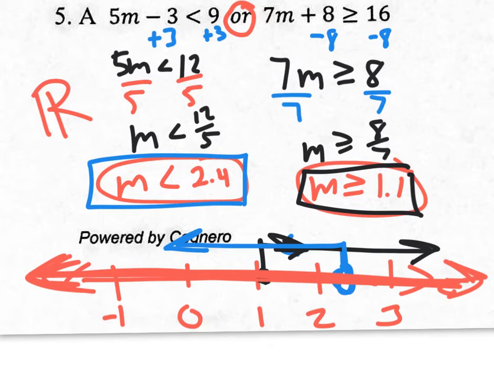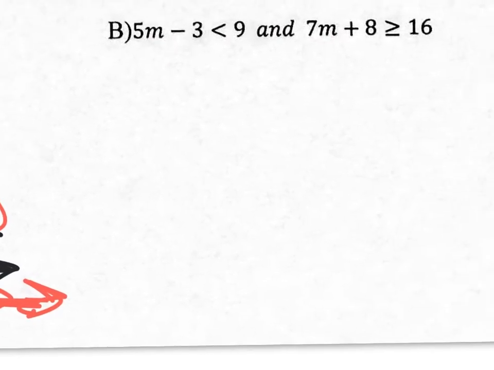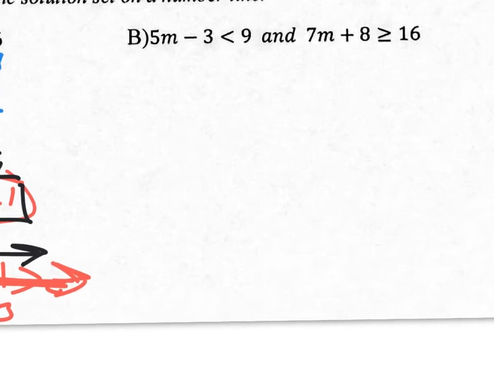Does it make sense? Yeah. Okay. Now, if we go over here, this one does not have the word or. It has the word and. So right there, you would have to just stick between there and there. So let's do this one real quick.